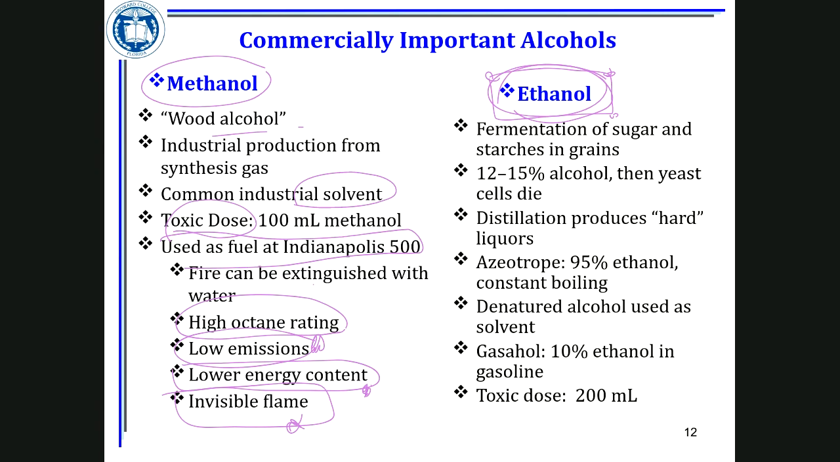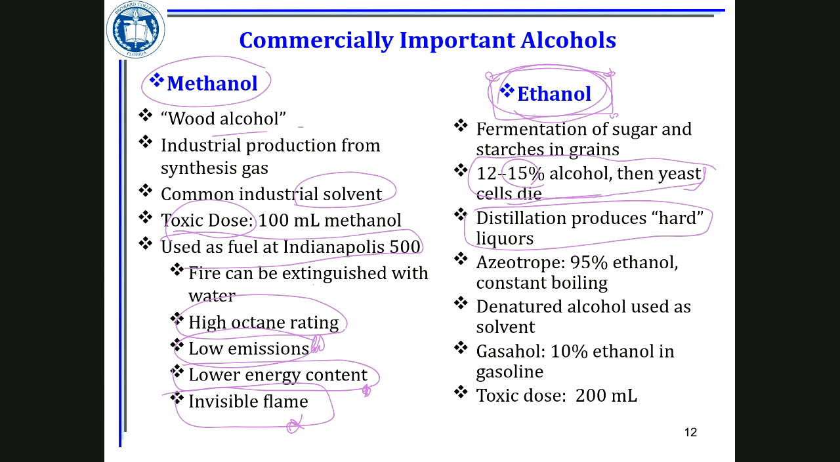By fermentation, yeast is used, and the yeast is going to die when the concentration reaches 15% max. Then they have to do distillation in order to get a high concentration of the alcohol. Now, why is methanol toxic and ethanol edible?